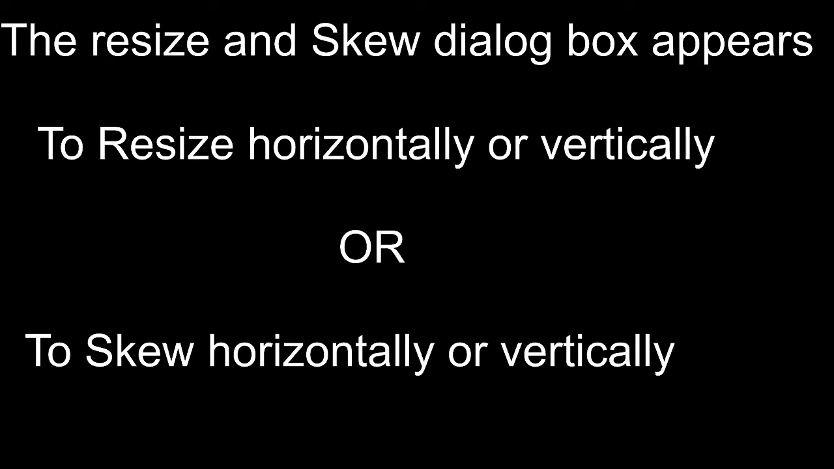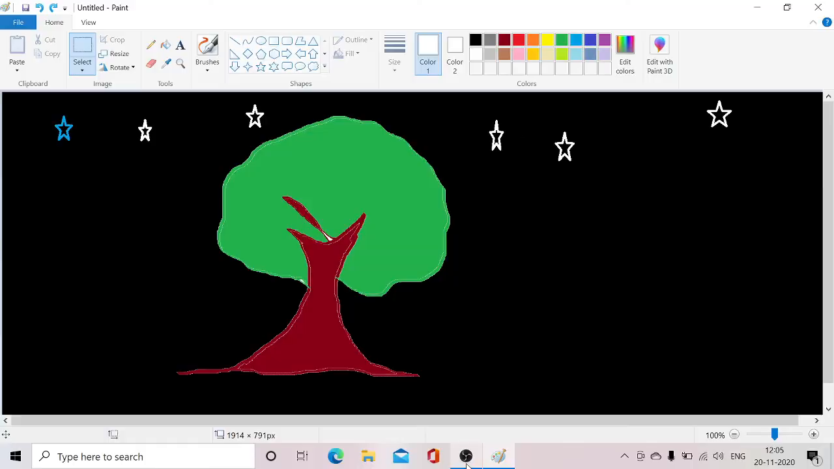Is it clear? Now I am going to show you how to do that with the help of the Paint program, to resize or skew the image. Let us go for that. So here I am going to show you how to resize and skew the image. Here I have taken a tree picture. Here you can see a tree picture, right? So this picture I am going to resize. Similarly, I am going to skew.